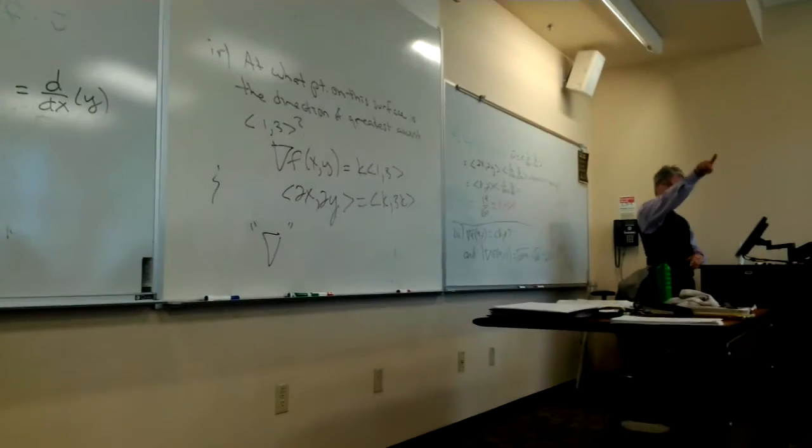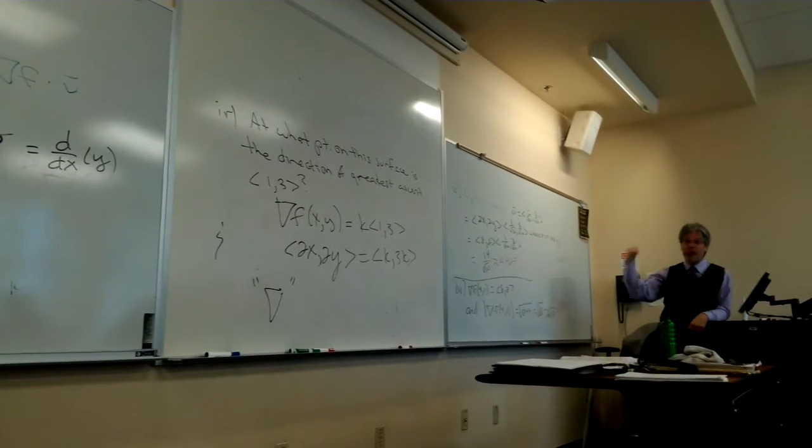It still may be the case that any point on the red curve in the direction of 3, 1, or excuse me, 1, 3, is the direction of greatest ascent, but the value of the ascent for the z's is not going to be the same at any point on that red curve.